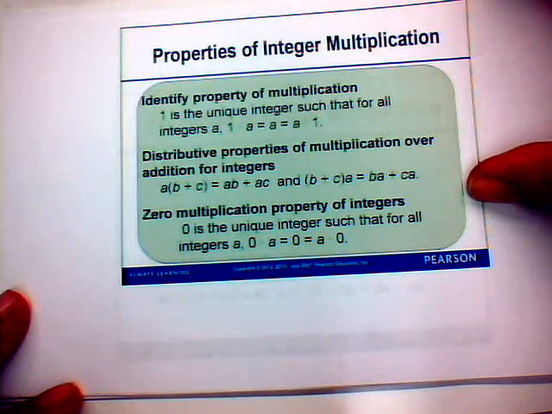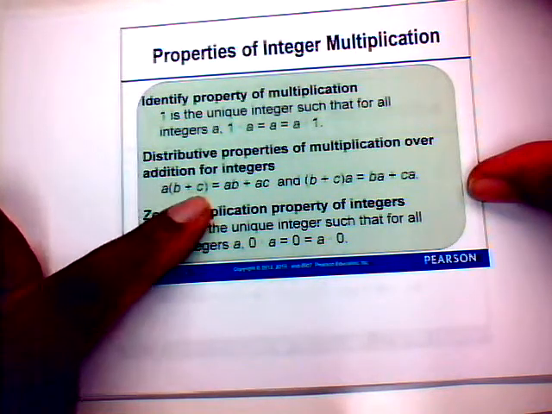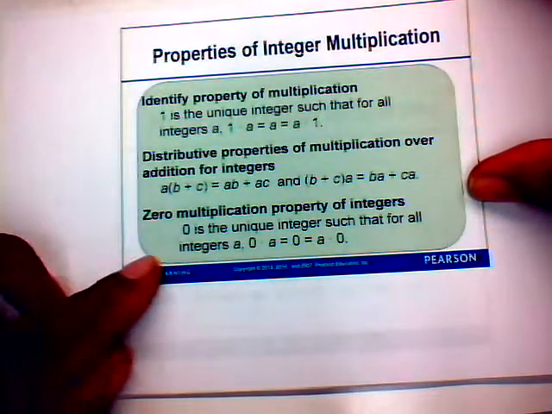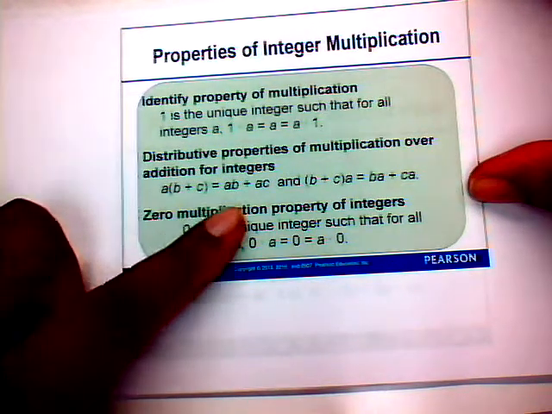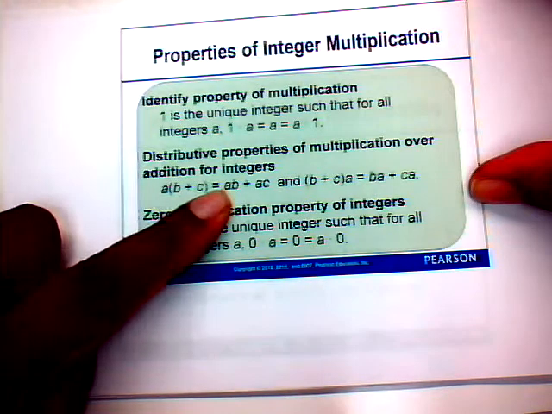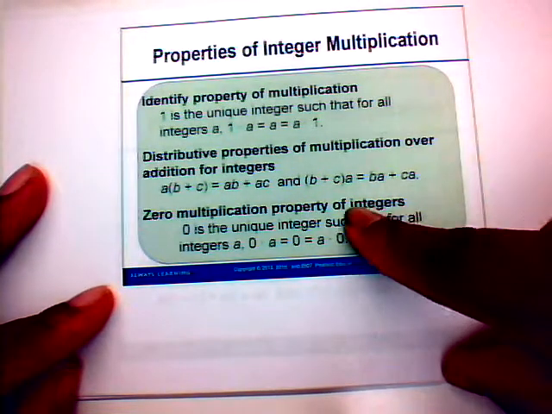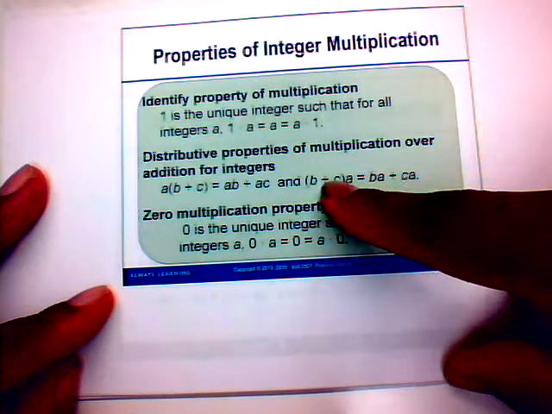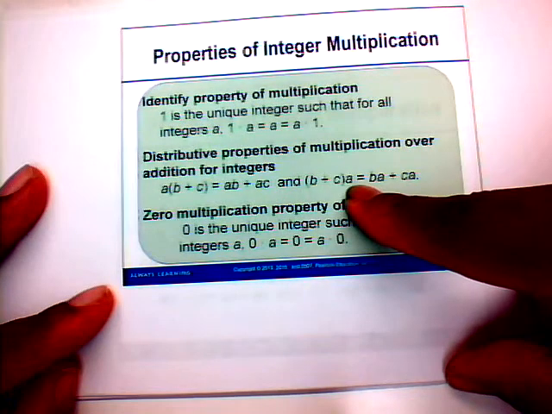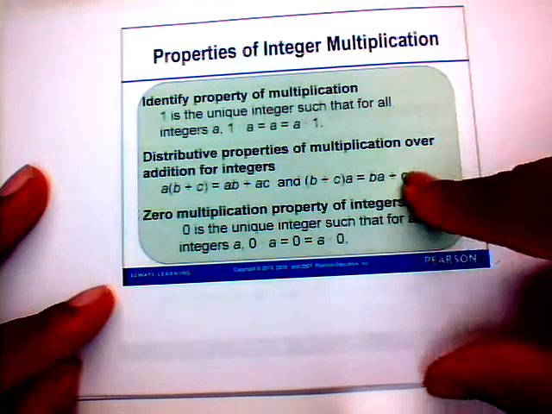The distributive property of multiplication over addition is this. If you have a times, in parentheses, b plus c, we distribute the a over the b and the c through multiplication. A times b will give you ab, and a times c will give you plus ac. And the same thing here: b plus c in parentheses times a means b times a plus c times a.